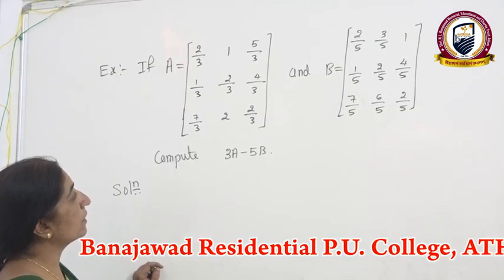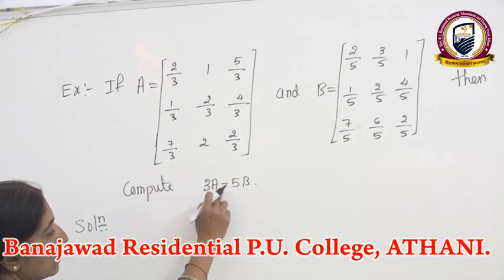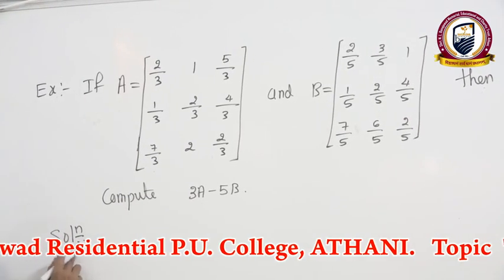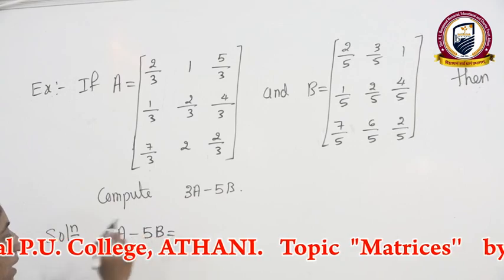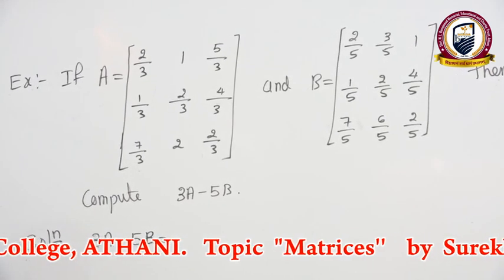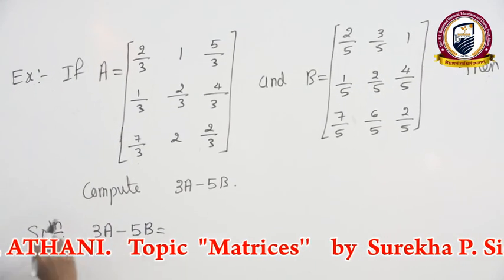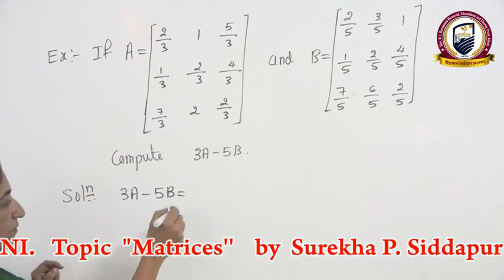Next example, it contains subtraction as well as scalar multiplication. So in the solution, write down 3A minus 5B. After that, keep 3 and 5 as it is. Write down the matrices A and B. It is given in the question.